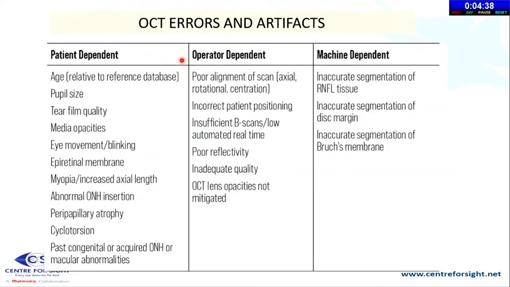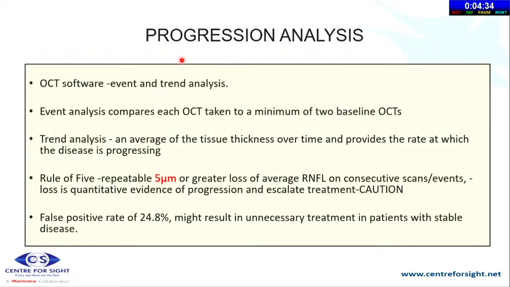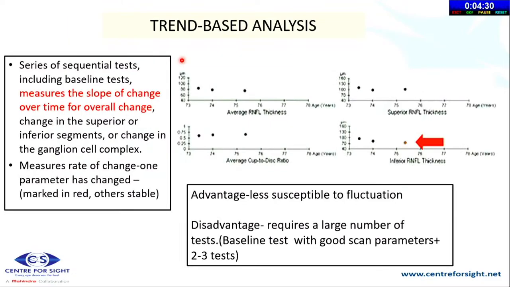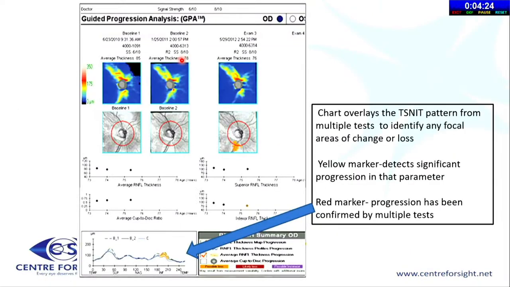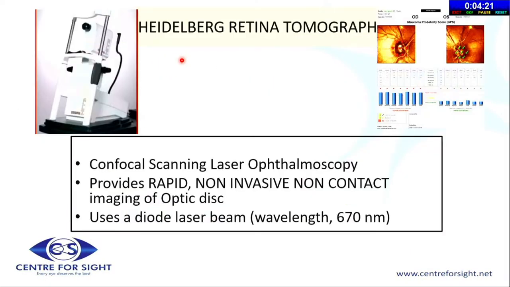Hood report, please read about it. There can be OCT errors that are patient-dependent, operator-dependent, machine-dependent. There is progression analysis, both in the form of event as well as trend-based analysis. Remember, this is extremely important. Of the two of them, trend is extremely good. So this is how it looks, and you've got red and green disease.